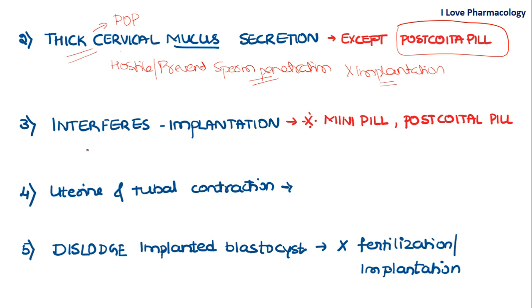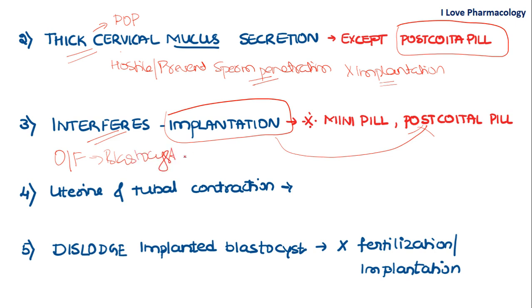So coming to the third mechanism, some pills will interfere with the implantation. Remember, this is the most important mechanism for the postcoital pill, that is, the emergency pill acts by interfering with the implantation. Even if ovulation or fertilization has occurred, the blastocyst will fail to implant. What is the reason?